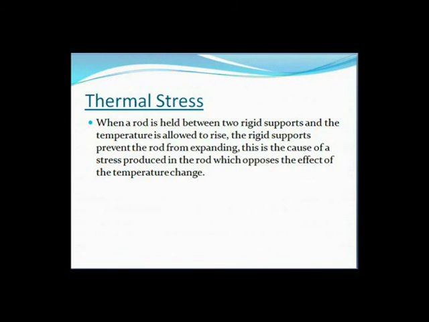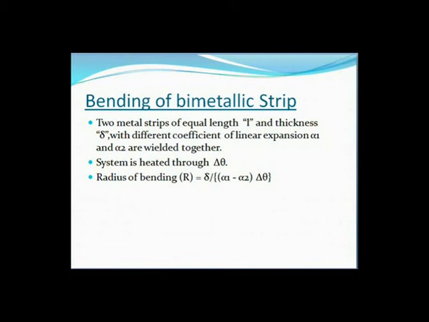Now we'll see the bending of a bimetallic strip. So here is our bimetallic strip. Here we have two metal strips of equal length L and thickness delta, and both these metal strips have different coefficients of linear expansion, which are alpha 1 and alpha 2, and they are welded together. Now if we heat this system through a temperature difference of delta theta, this metallic strip bends, and the radius of bending, that is R, is equal to delta by alpha 1 minus alpha 2 into delta theta.